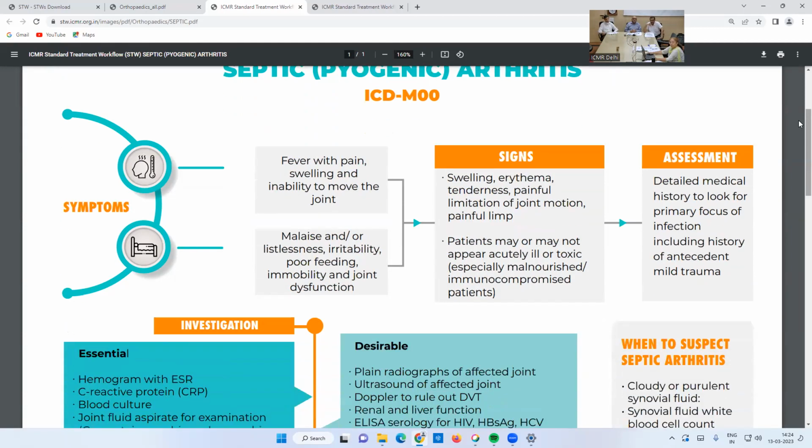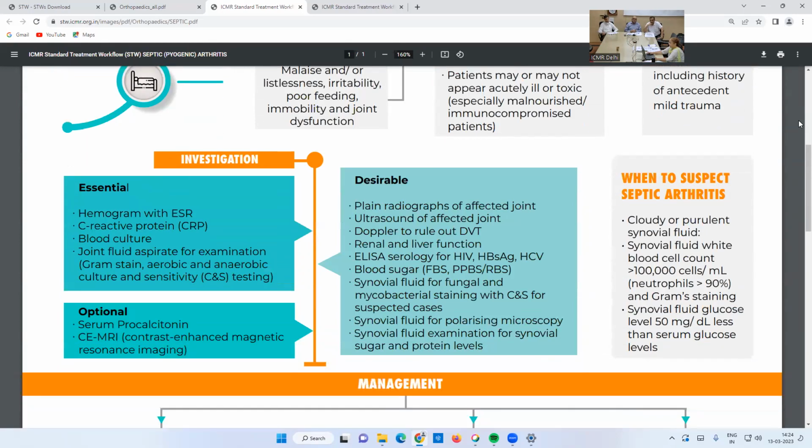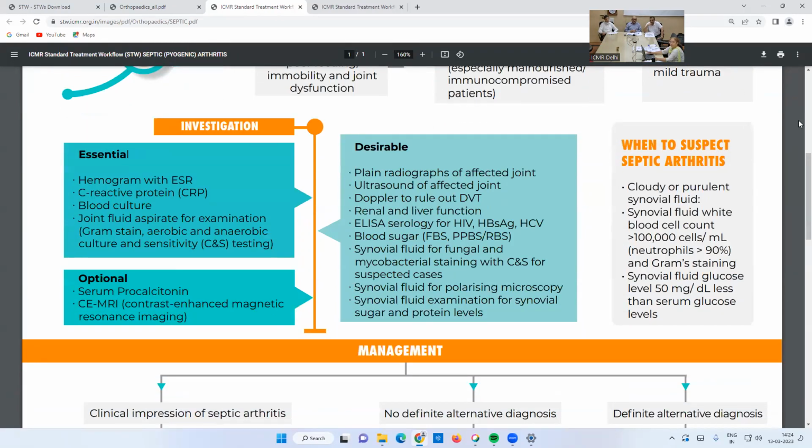Now once we diagnose based on the history and examination, it is essential that we have some investigations, which could include hemoglobin, hemogram, and inflammatory markers such as erythrocyte sedimentation rate and C-reactive protein. We have to take blood cultures, and the joint fluid aspiration is important, and this should be sent for gram staining, and also for aerobic and anaerobic culture and drug sensitivity testing.